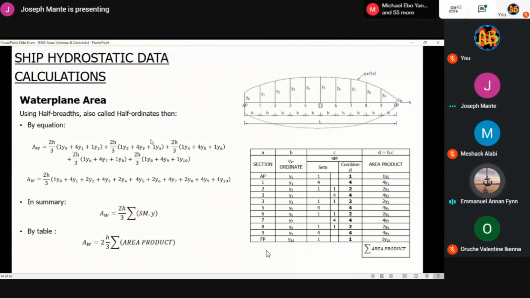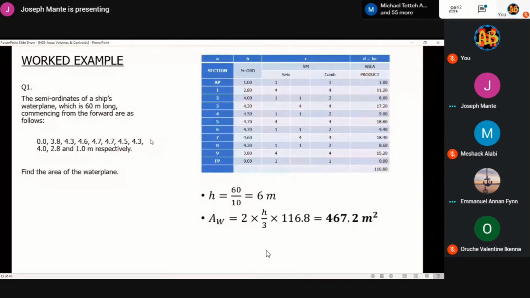I was asking about the sets, not the sections. How do you get a set? The set, the 1, 4, 1 something, they are the Simpson's multipliers. You see at the top there is Simpson's multiplier. This one is for explanation. Please don't do this in an examination or a quiz, where you write set. We are just trying to explain it.